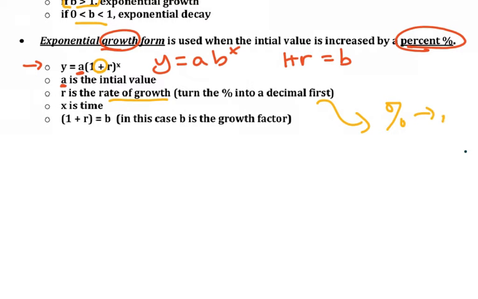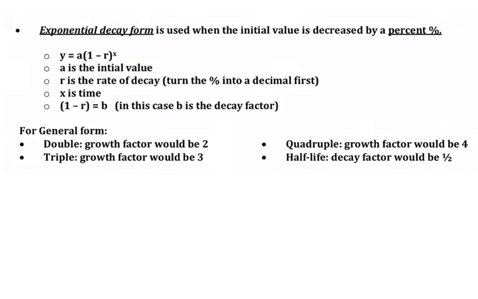Percents go to decimals because you can't do math with percents. We always change them to decimals. And again, x is how many times something happens. Exponential decay, you're going to be taking it down, and that's why it's a minus sign. Everything else is still the same. 1 minus r is a decay factor.